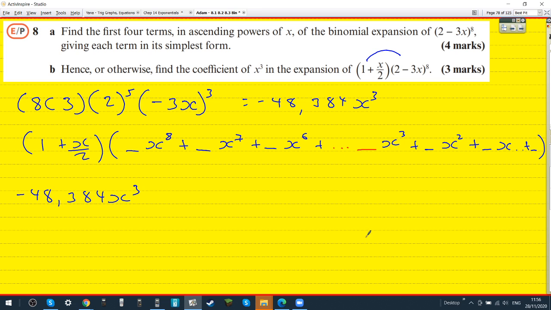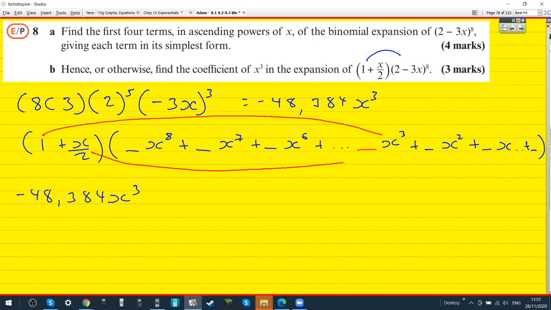Okay. Then when we expand everything by the x over 2, that times what would give us an x cubed term? So 1 times the x to the 3 term will give us x to the 3. X times what will give us x to the 3? X multiplied by x squared.